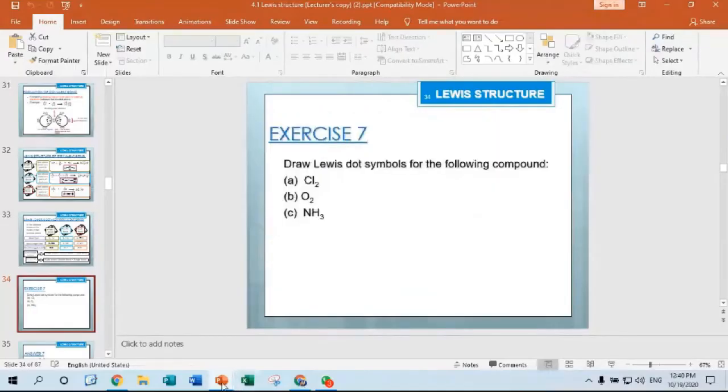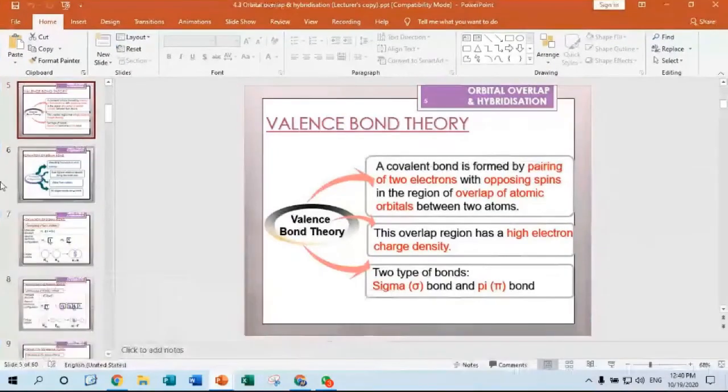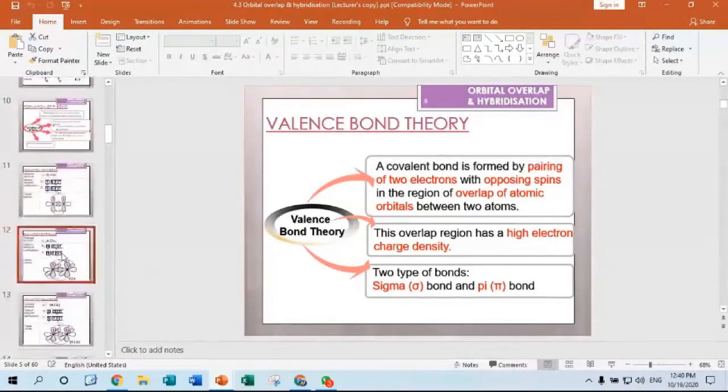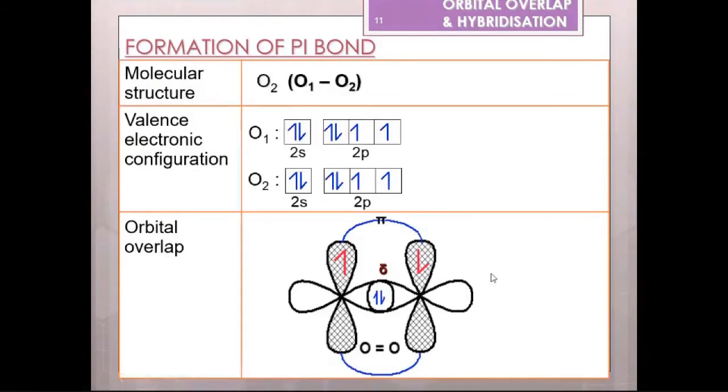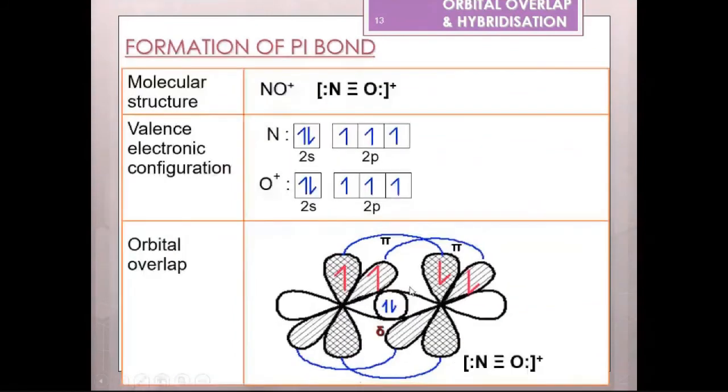Okay, that's why when drawing, 1 sigma, 2 pi. Nitrogen triple bond. 1 sigma, 2 pi. These are the boxes, and these are the crosses. Clear? Okay, this one double bond, right? O double bond. So 1 sigma, 1 pi. Okay, this one triple bond. 1 sigma, 2 pi. Get it? Clear? Okay, clear.